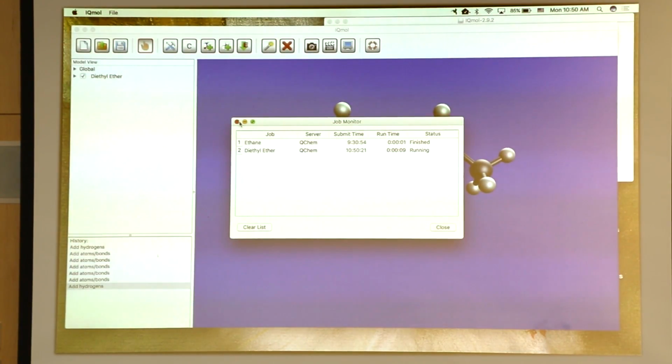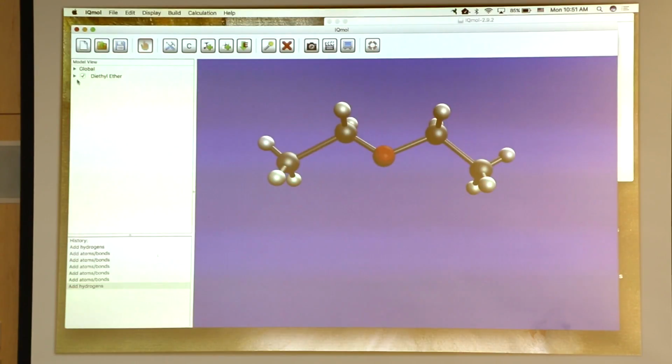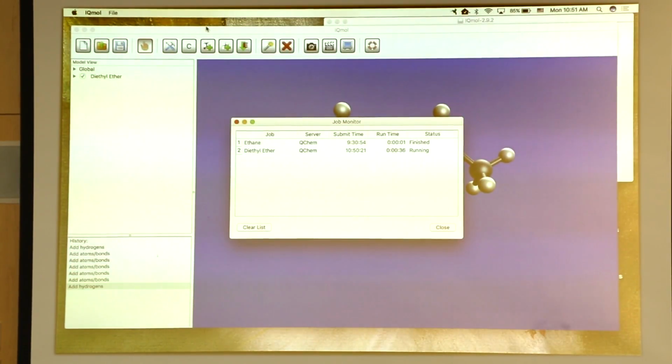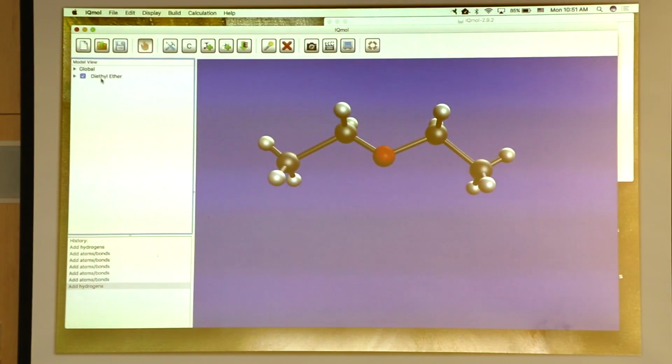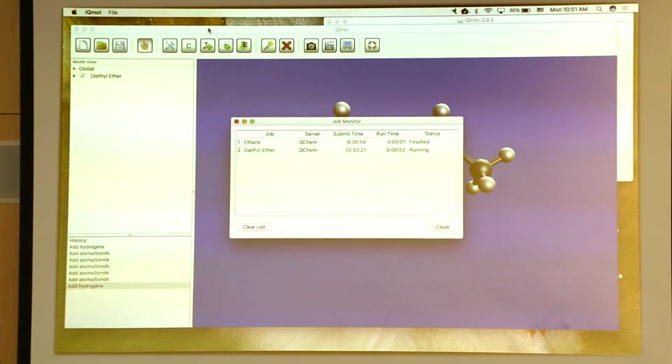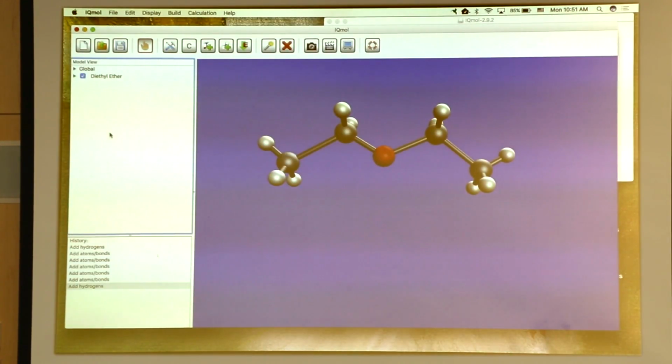Let's see how long it takes. Okay, it's taking a lot longer than ethane. That's all right. We've got a few minutes. So what'll happen here in a minute is, when it's done, it'll let us know over here, and a thing will appear where we can start looking at the results. It might have gone faster if I had minimized the energy to begin with, because then it would do fewer geometry steps. It's going along. I don't know, we might run out of class time before it finishes.